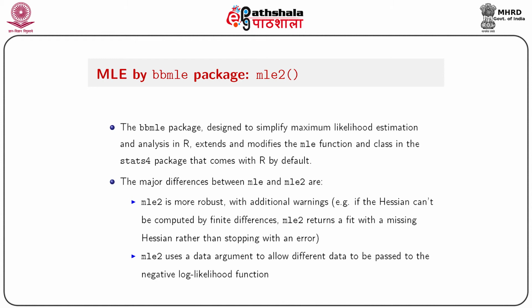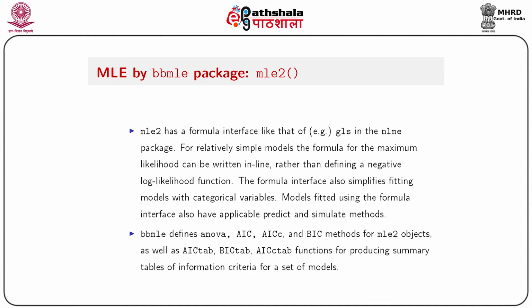The major difference between MLE and MLE2 is that MLE2 is more robust, with additional warnings. For example, if the Hessian cannot be computed by finite differences, MLE2 returns a fit with a missing Hessian rather than stopping with an error. MLE2 uses a data argument to allow different data to be passed to the negative log likelihood function. MLE2 has a formula interface like, for example, gls in the nlme package.